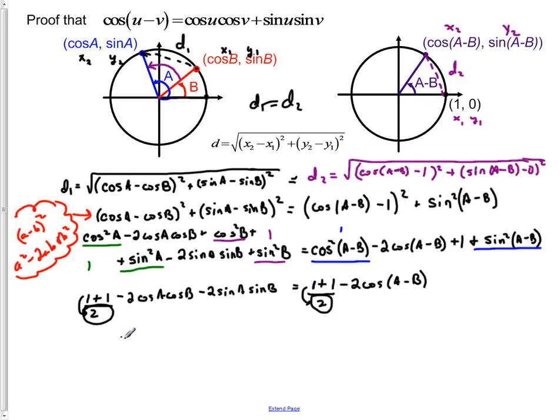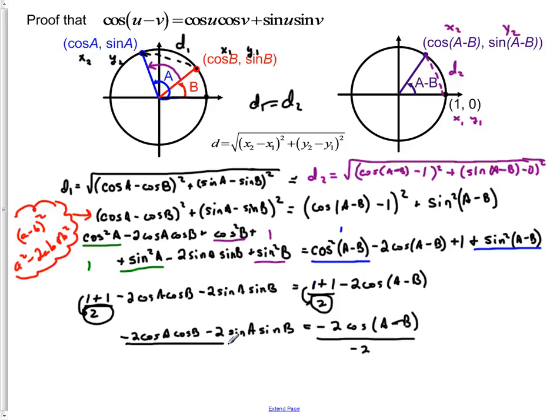And look at what we've got now. We've got negative 2 cosine of A cosine of B minus 2 times the sine of A times the sine of B. And lo and behold, that's equal to negative 2 times the cosine of the quantity A minus B. And so one last step remains. Divide everything by negative 2. What do you think is going to happen?